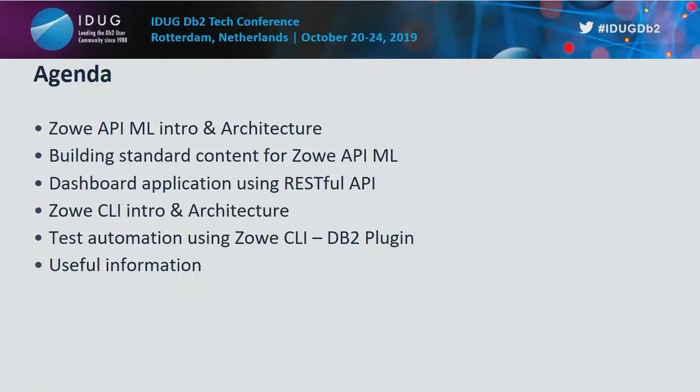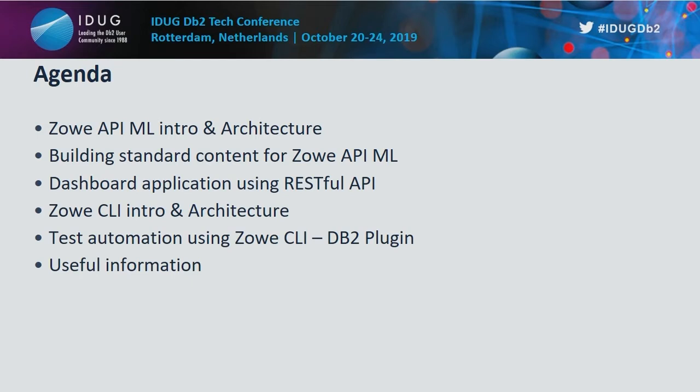So the agenda, I will split the presentation into two sections. First will be about mediation layer, a little bit longer than CLI, because that's much more closer to me. And I will be speaking about introduction and architecture. I will be emphasizing the fact that we have to continue to build the content for Zowe and how to do that, and then I will show you a simple dashboard application which will be using REST API of ACSU for Db2 product at the back.